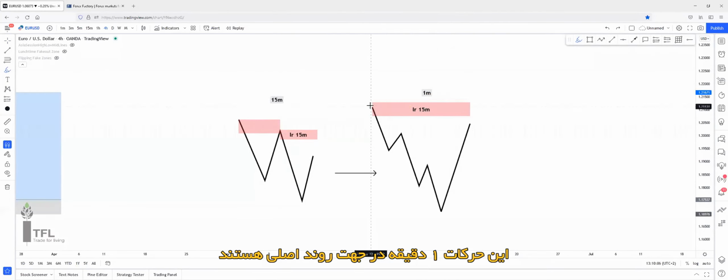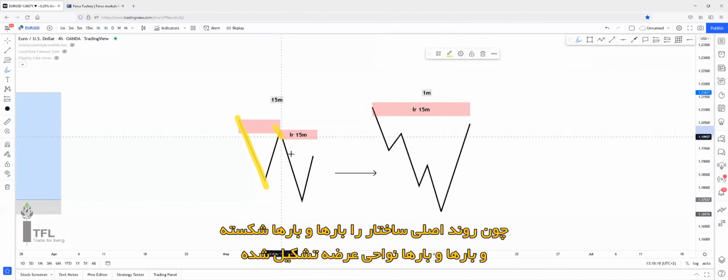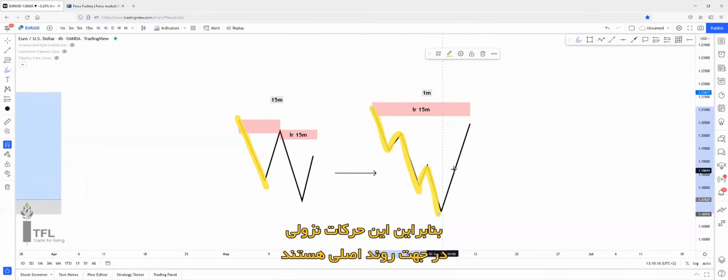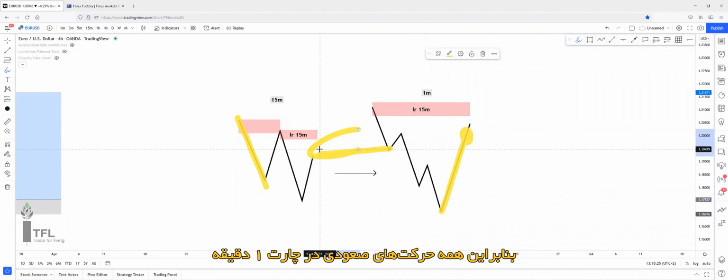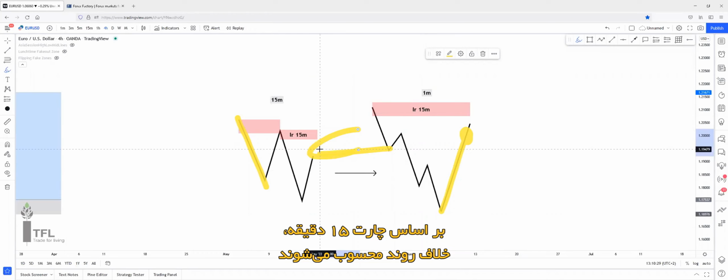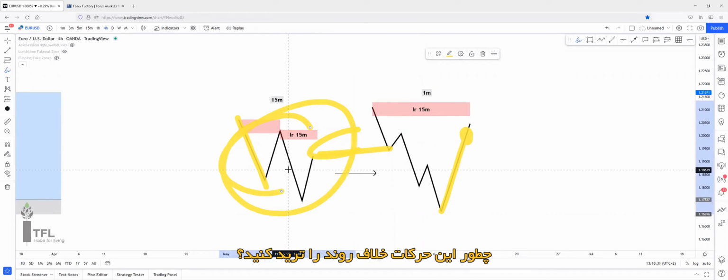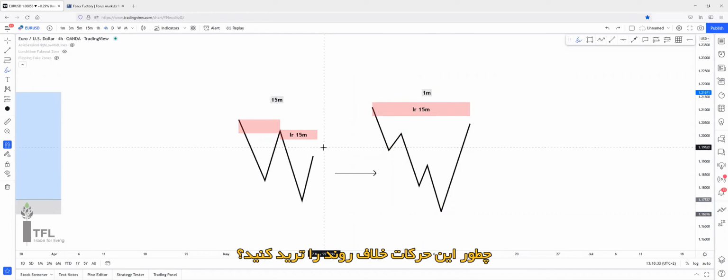These 1-minute movements are the main trend of the 15-minute chart, right? Because the main trend is creating breakout structures over and over again, respecting supply zones over and over again. So these downside movements are the main trend movements on the 1-minute chart, and these upper movements are the counter trend movements on the 1-minute chart according to the 15-minute. So all of the upside movements on the 1-minute chart will be considered counter trend movements according to the 15-minute chart.